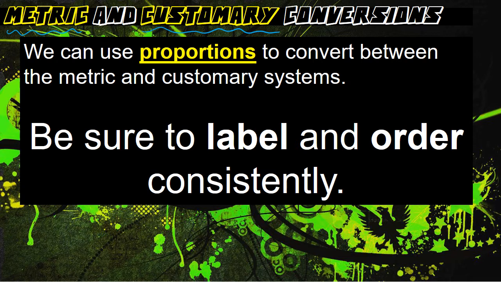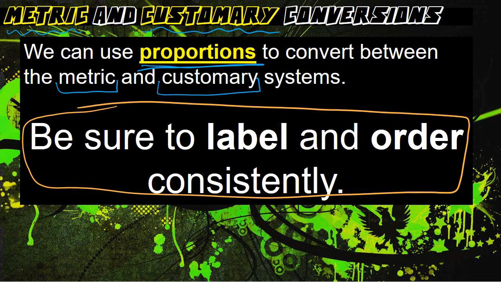But in order to do this, we're using our friend the proportions. These proportions are going to be used to convert between the metric and customary systems. The metric system is used pretty much all around the world. The customary system is primarily used in the United States. Metric is things like centimeters and meters. Customary, we have inches and miles, but we're going to talk about all the different ones coming up here in our video. But the biggest key right here is that you need to be able to label and order your proportion consistently. That is going to be the key for you to be successful in this objective.